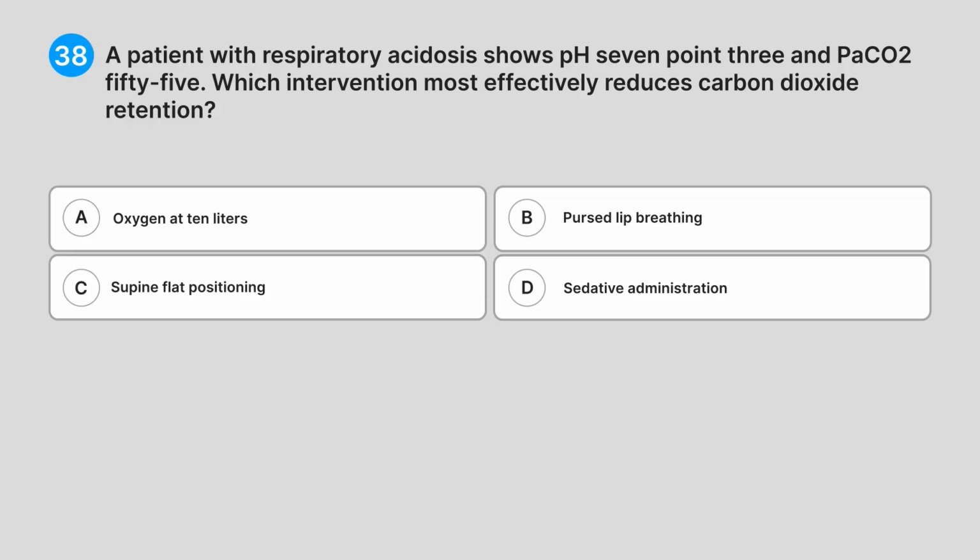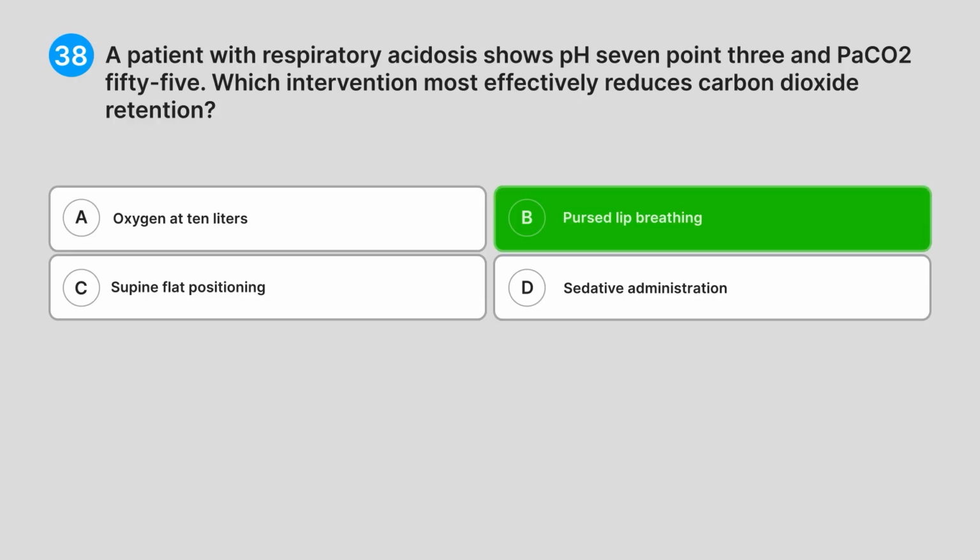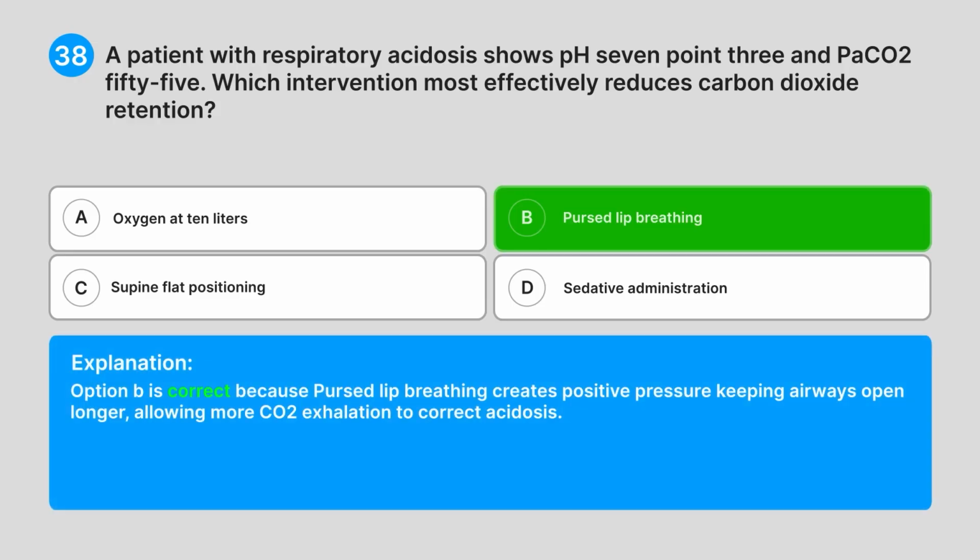Correct answer, B. Pursed lip breathing. Explanation: option B is correct because pursed lip breathing creates positive pressure, keeping airways open longer, allowing more CO2 exhalation to correct acidosis.